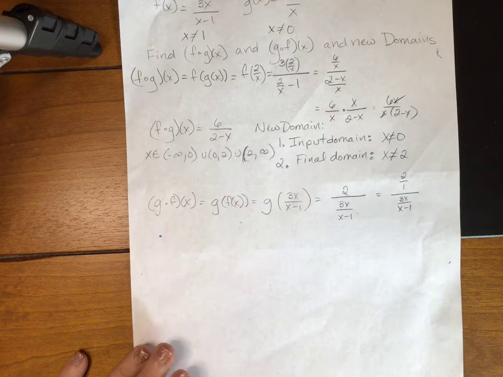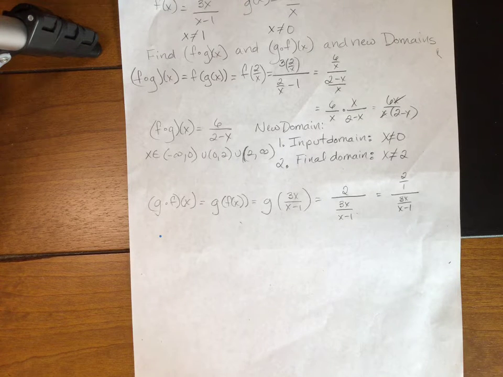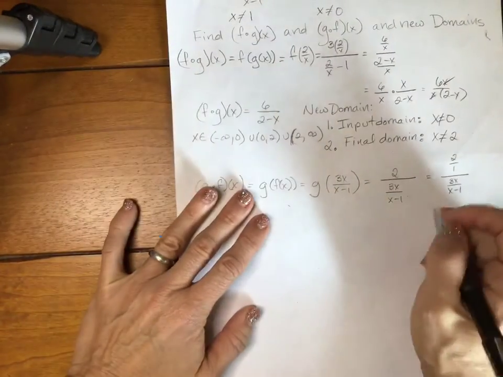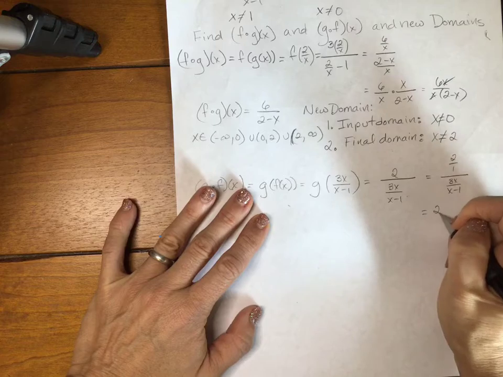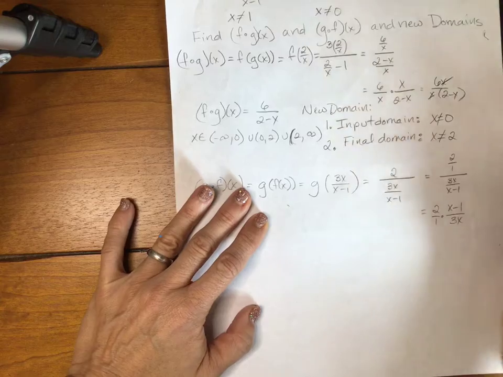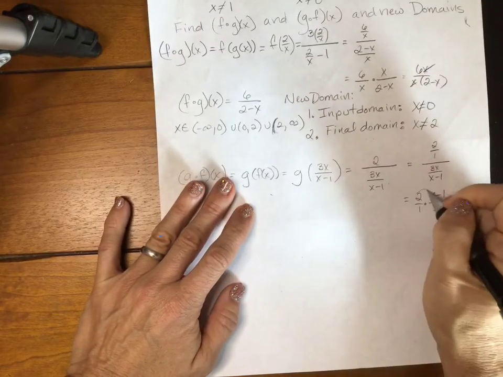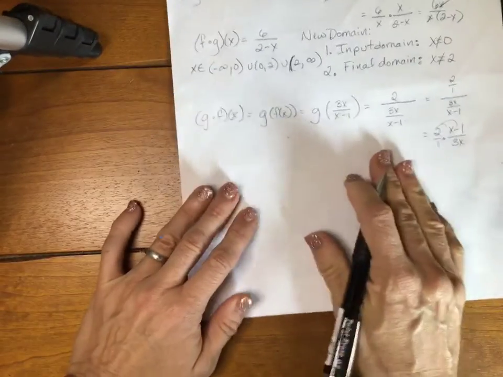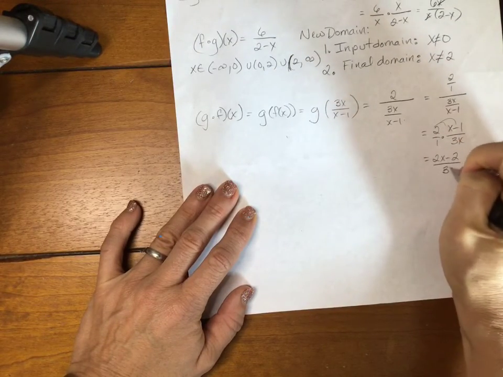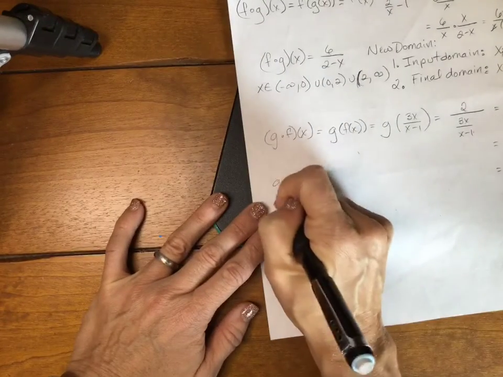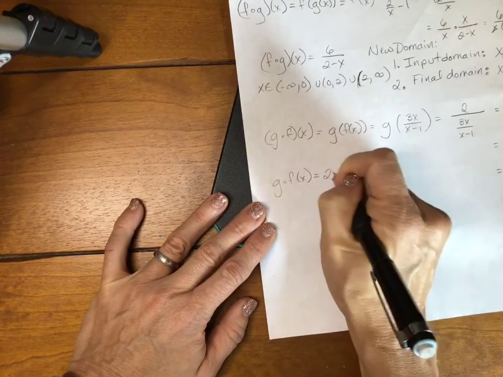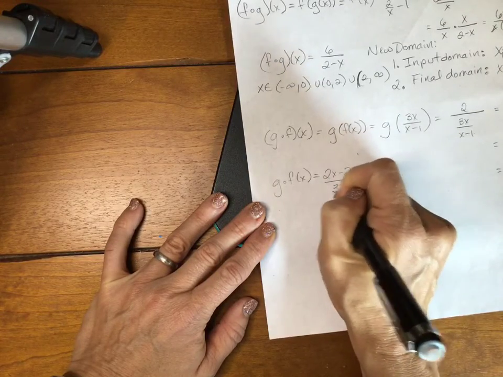And it's 2 fractions divided by each other, so I want to take the reciprocal of the denominator and multiply it. So in this case, 2 over 1 times x minus 1 all over 3x. And now, if I distribute my 2, I'm going to get 2x minus 2 all over 3x. So I can say that g of f of x is 2x minus 2 all over 3x.